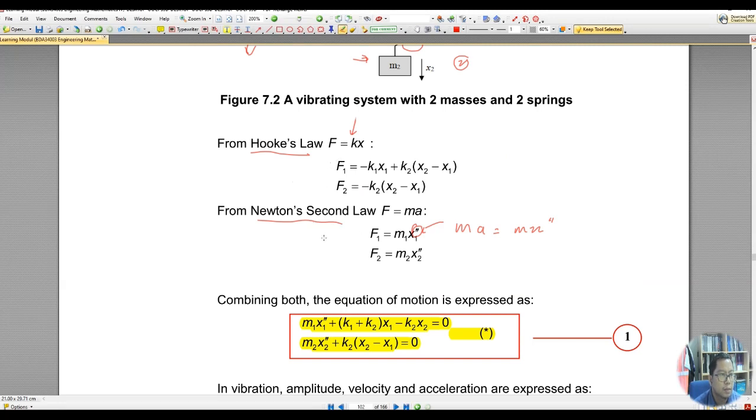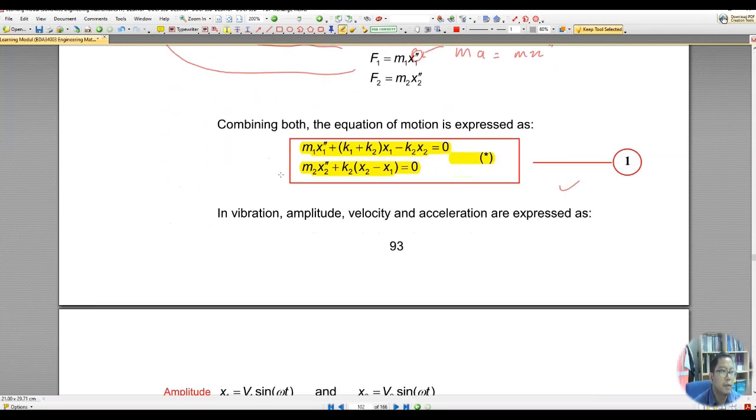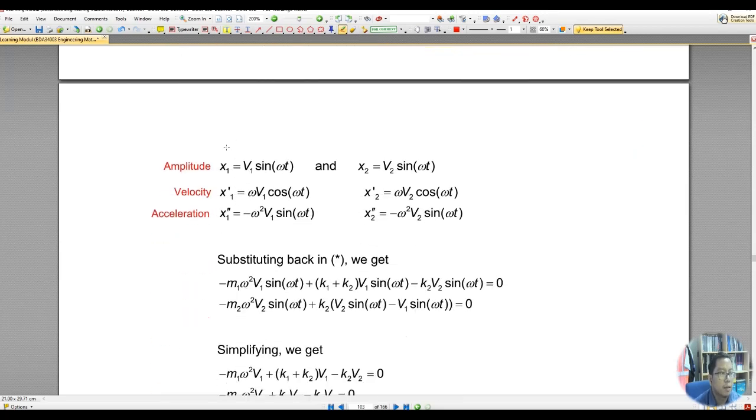Okay, so we change all the F1 equal to m1 x1 and F2 equal to m2 x2. Then in vibration, the amplitude, velocity and acceleration are expressed like this, where x1 equals V1 sine omega t and x2 equals V2 sine omega t.